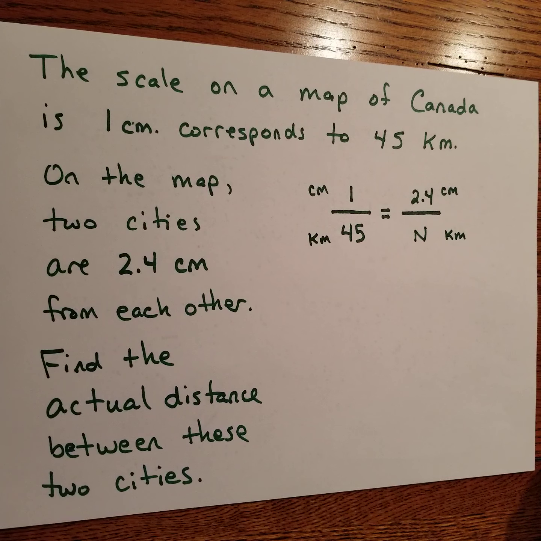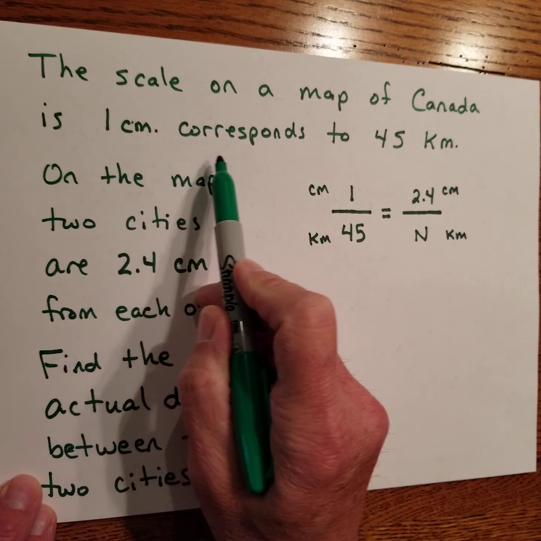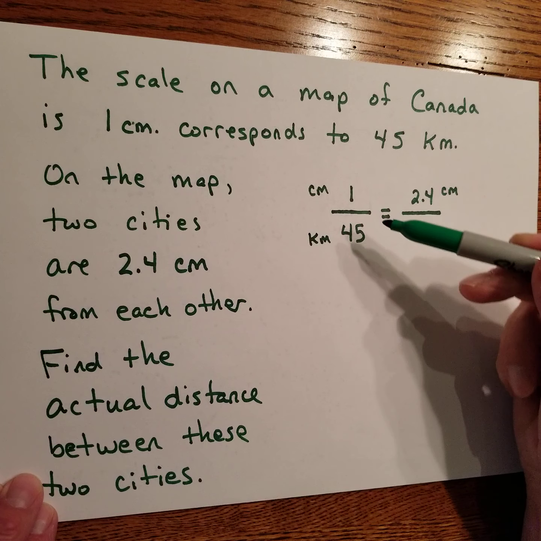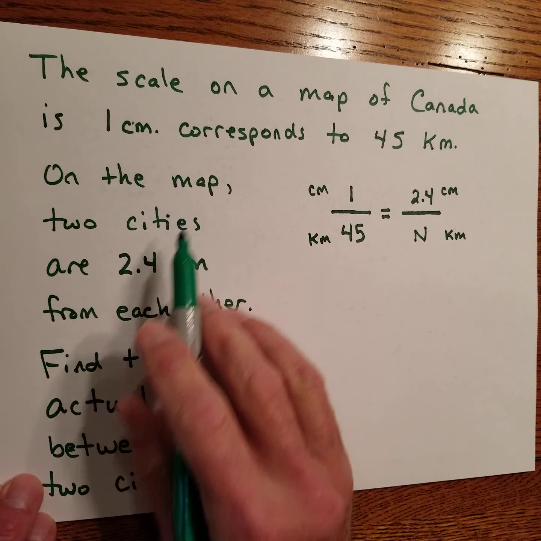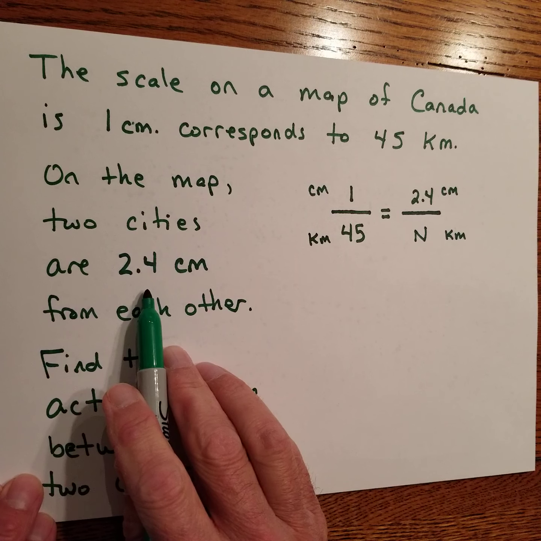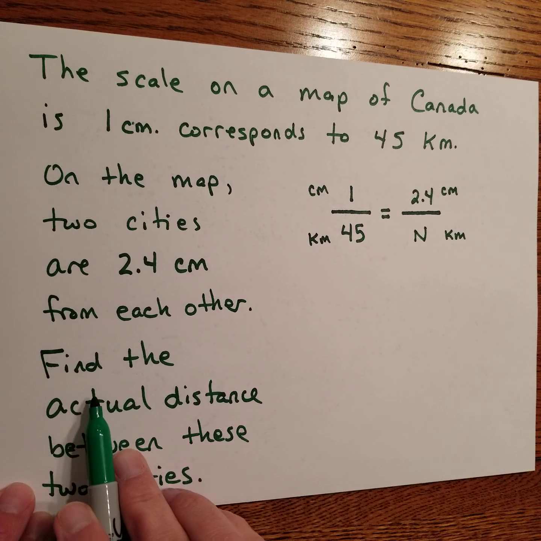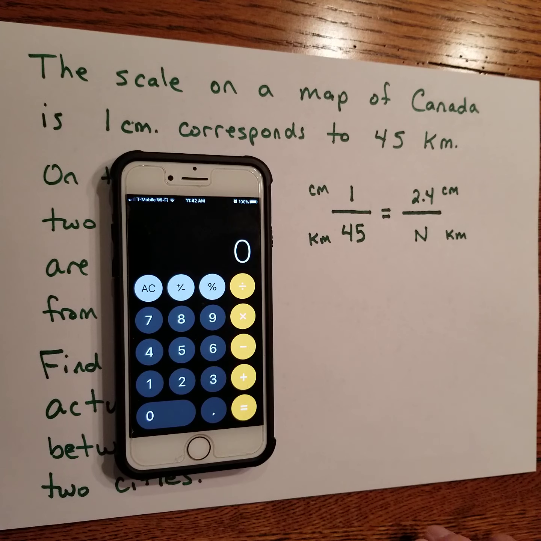Let's see if we have everything. The scale on a map of Canada is 1 centimeter corresponds to 45 kilometers. On the map, two cities are 2.4 centimeters apart, centimeters in the top. Find the actual distance between the cities, kilometers in the bottom. Great. Now let's grab a calculator.